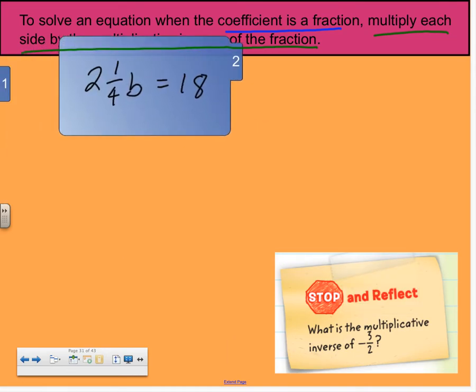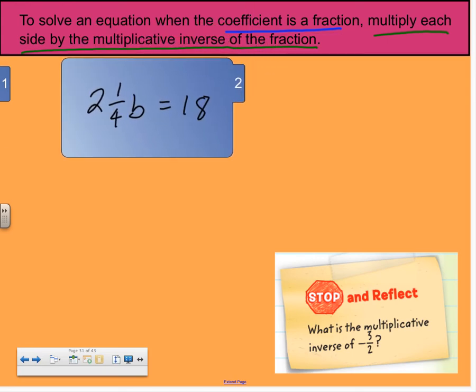All right, here's our second example. We have 2 and 1/4 B equals 18. What is the first thing I have to do in this problem? Tell your neighbor, what's the first thing you have to do in this problem? Okay, somebody from this table, let me know. What is the first thing I'm going to have to do? The other 2 tables need to pay attention as well.